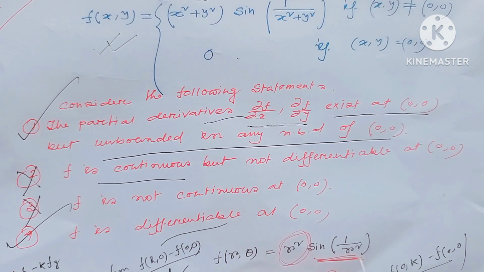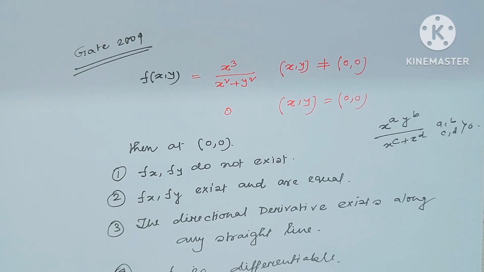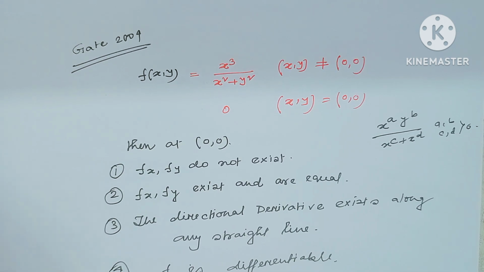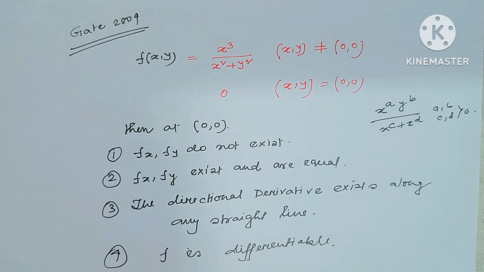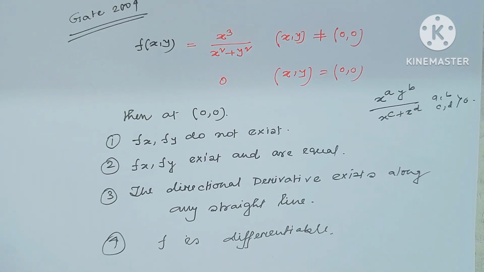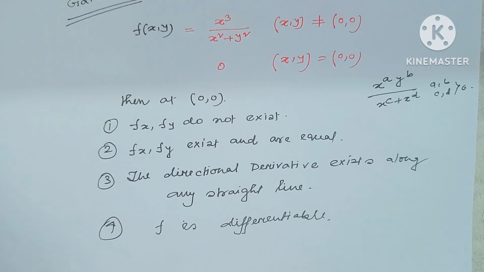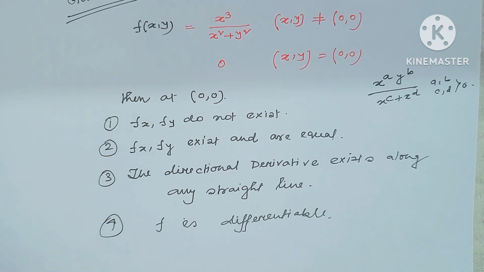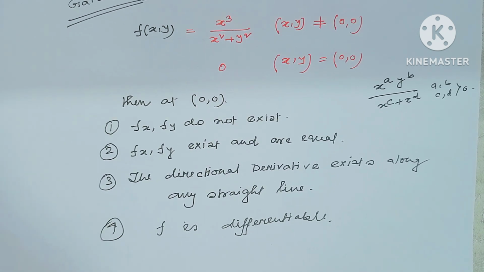Okay. Next example: f(x, y) equals x cube over x square plus y square when (x, y) is not equal to (0, 0), and 0 when (x, y) equals (0, 0). Then at the point (0, 0), the first option is that fx and fy do not exist. The second option is that fx and fy exist and are equal. The third option is that the directional derivative exists along any straight line, and the fourth option is that f is differentiable.